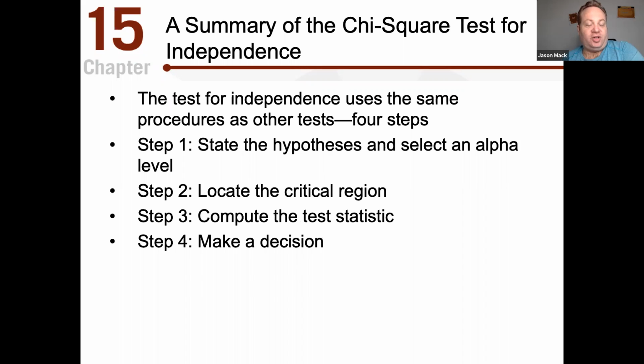A summary for the chi tests for independence. The test for independence uses the same procedures as the other tests. There's 4 steps. Step 1, state the hypotheses and select an alpha level. Step 2, locate the critical region. Step 3, compute the test statistic. Step 4, make a decision.